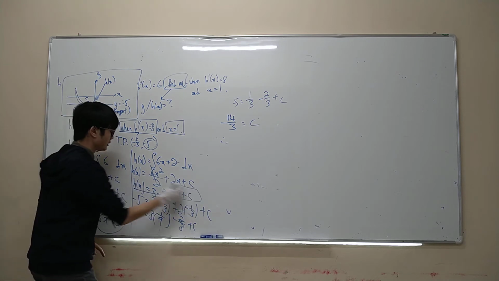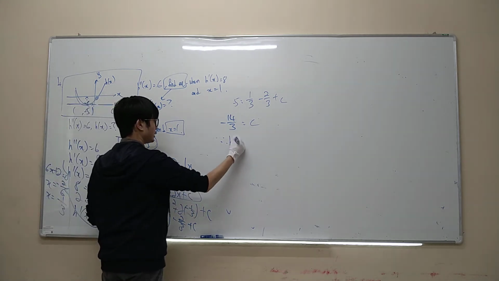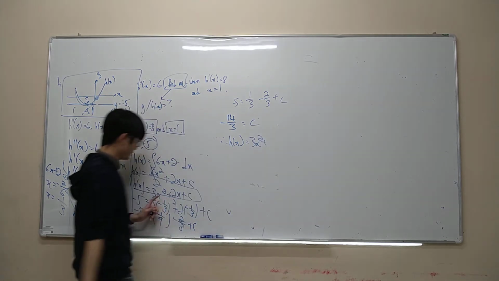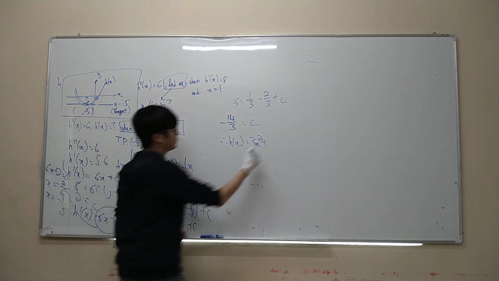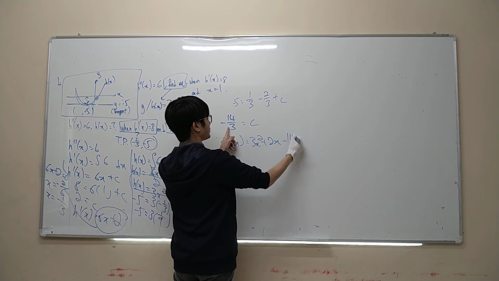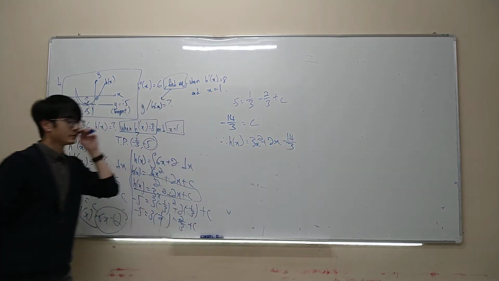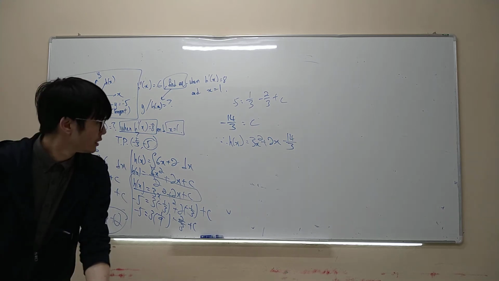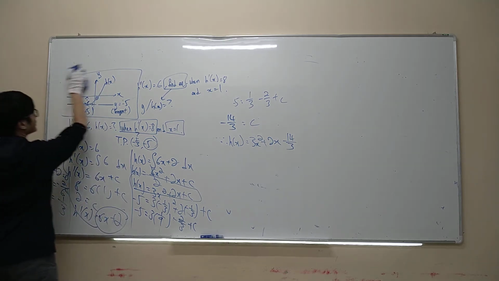Look back here. Hx equals 3x squared plus 2x plus c, so plus 2x plus c means minus 14 over 3. That's all. Okay, that's the answer. So, hope you understand. Next, I need to erase.